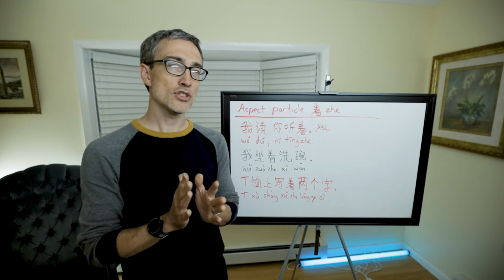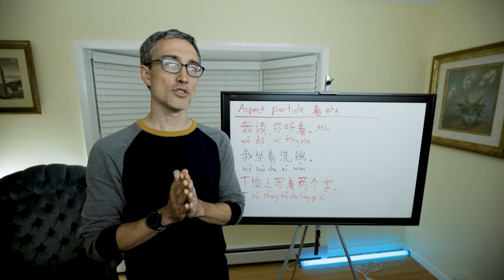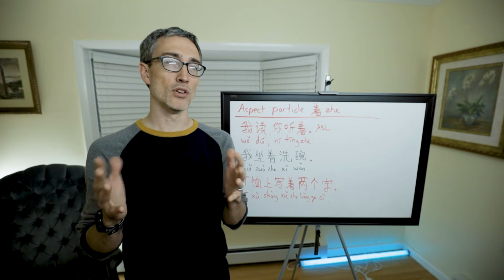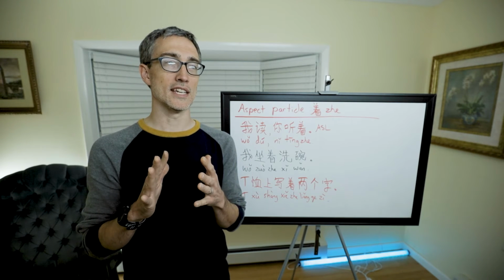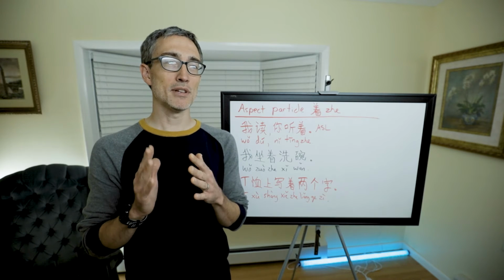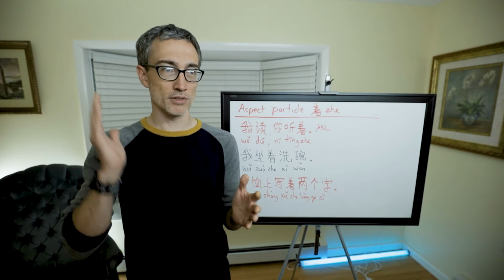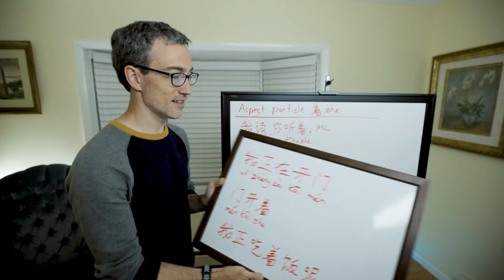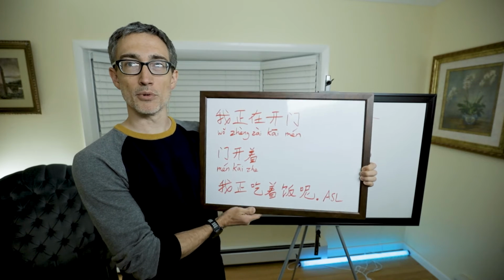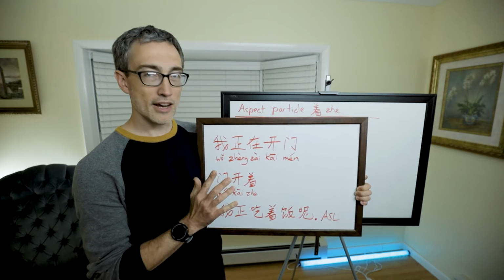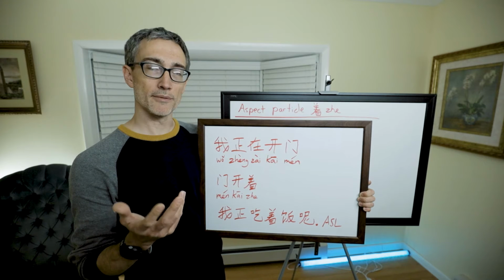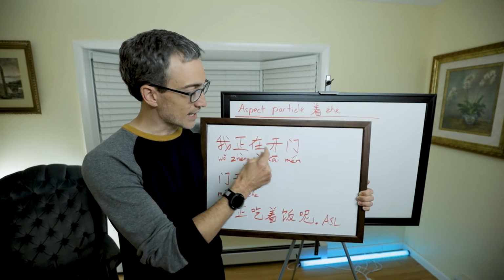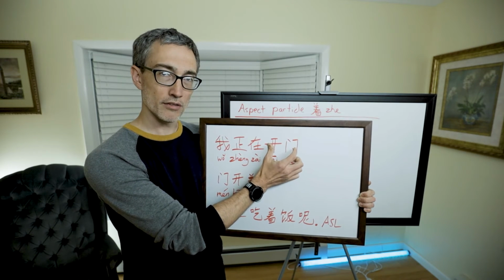在 is usually used with action verbs. 着 is usually used with verbs talking about continuous states, like sitting, being open or closed, watching, listening, that kind of thing. Things that can be done for a while, not something that is just done and over with. Let me give you an example of this. This is a great example here written on this little board. This is talking about a door opening, or being opened. If I say 我正在开门, 开门 means to open the door, right?